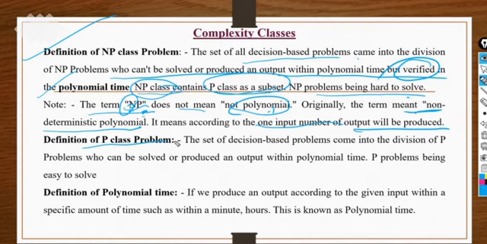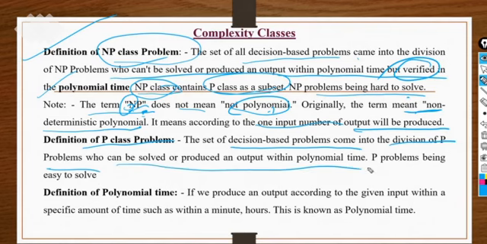Now what about the P class problems? There are some divisions now. The first division, NP class problems, we have already discussed. Now what about the P class problems? This is also a set of decision based problems that comes into the division of P, which can be solved in polynomial time. That type of problem is easy to solve and comes in this category. The problems which are easy to solve and whose solution can be found in polynomial time come under the P class problems, right?